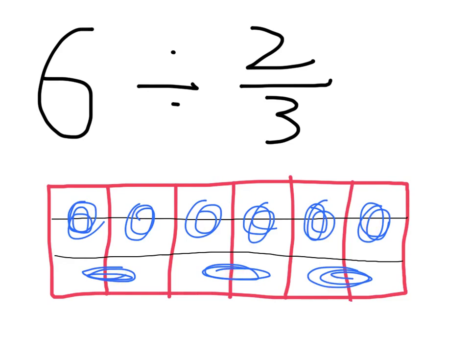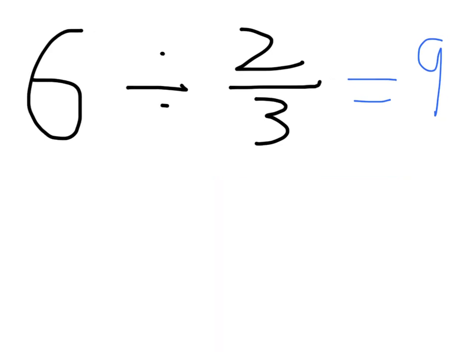And yes, I am aware that those look like weird little faces. So the 6 divided by 2/3, how many groups of 2/3 are there in 6? There are 9. As mathematicians, of course, we're always on the lookout for patterns. So here's a pattern that I noticed here.